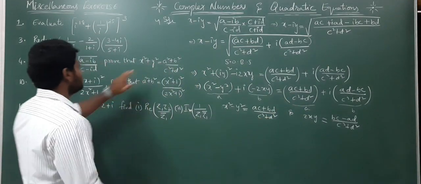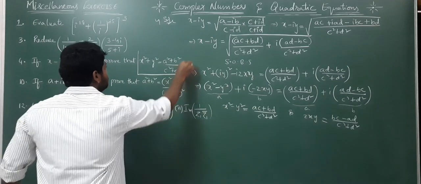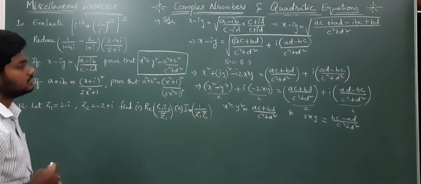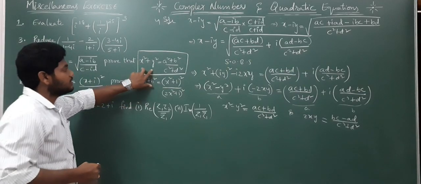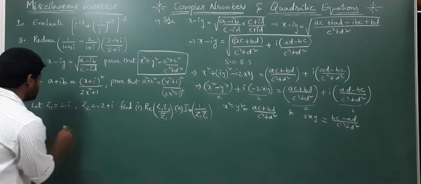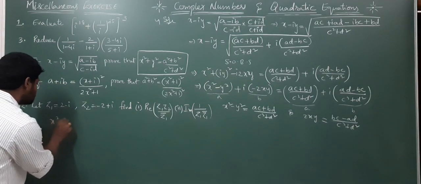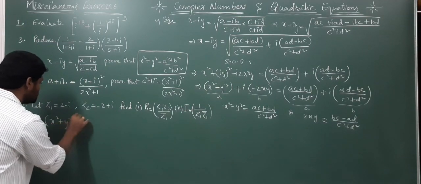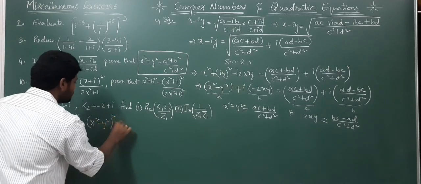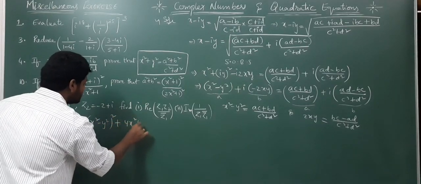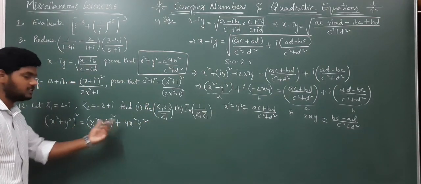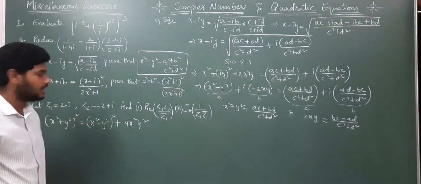But what we need here, X square plus Y square is equal to A square plus B square by C square plus D square. We need X square plus Y square, but not X square minus Y square. So how to get that X square plus Y square? We have the formula X square plus Y square whole square is equal to X square minus Y square whole square plus 4X square Y square. Check it. Expand this and expand this. We will get LHS equal to RHS.